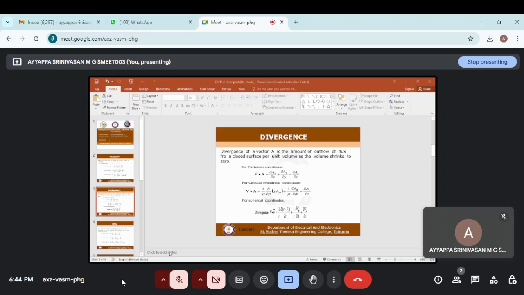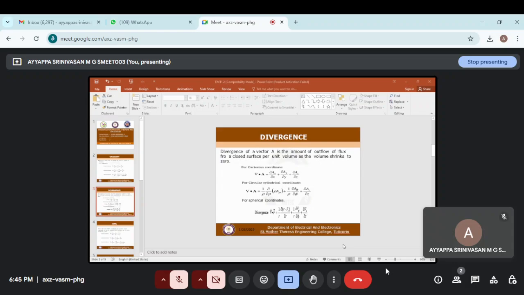So you can see the same thing in the definition. Divergence of a vector A is the amount of outflow of flux from a closed surface. From a closed surface, the vector outflows in various directions, and the outflow is taken per unit volume. So that is the important thing. The outflow of the water or flux, whatever it may be, is taken per unit volume, as the volume shrinks to 0.